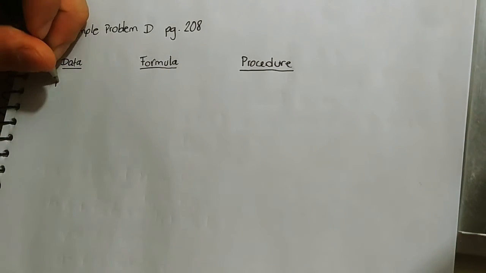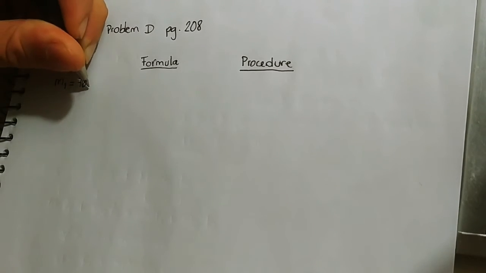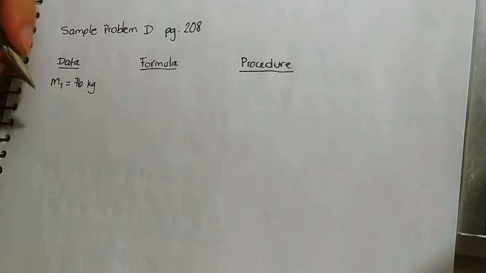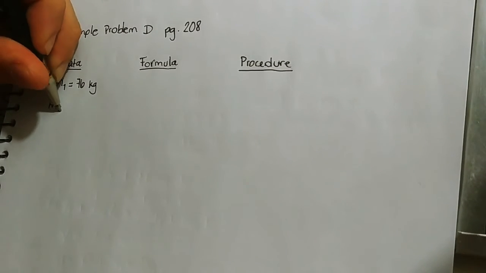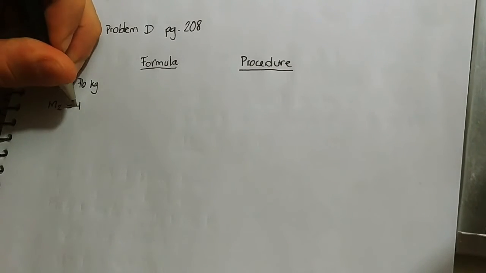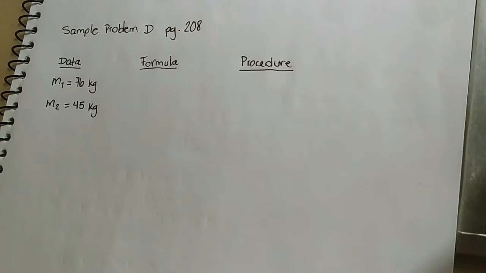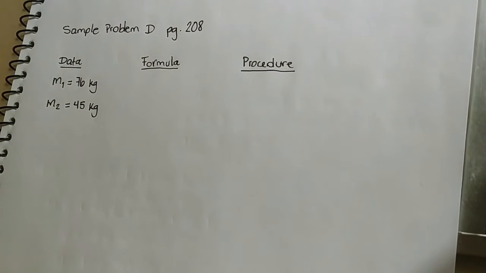So in the problem we have the data. The boater, the person who's riding the boat, is 76 kilograms. So let's say mass 1 equals 76 kilograms. Now it says that the weight of the boat is 45 kilograms. So we have mass 2 equals 45 kilograms. That's the mass of the boat.